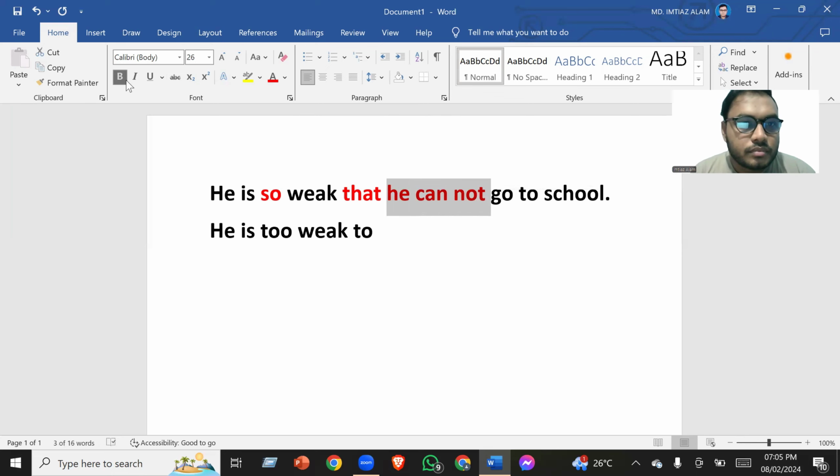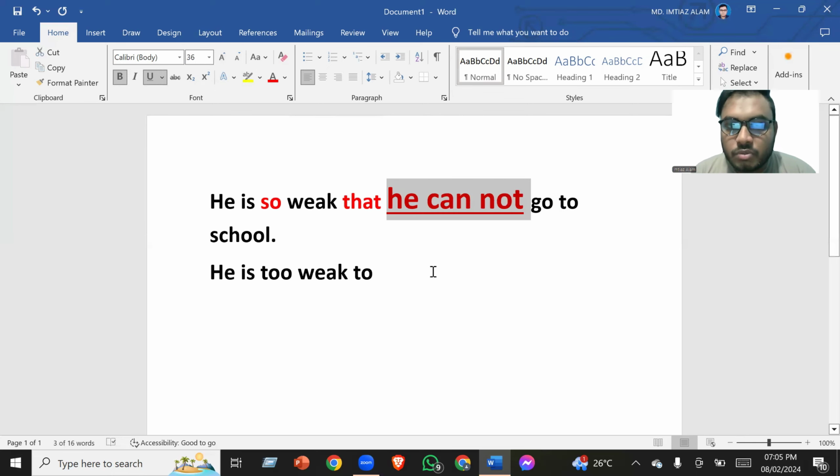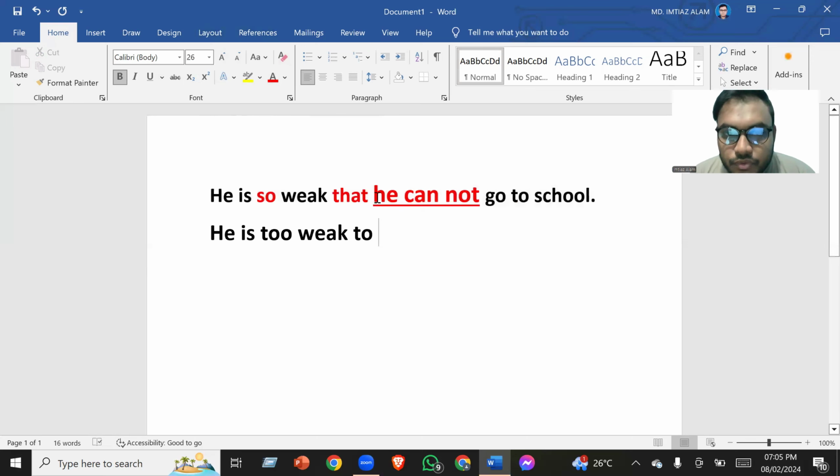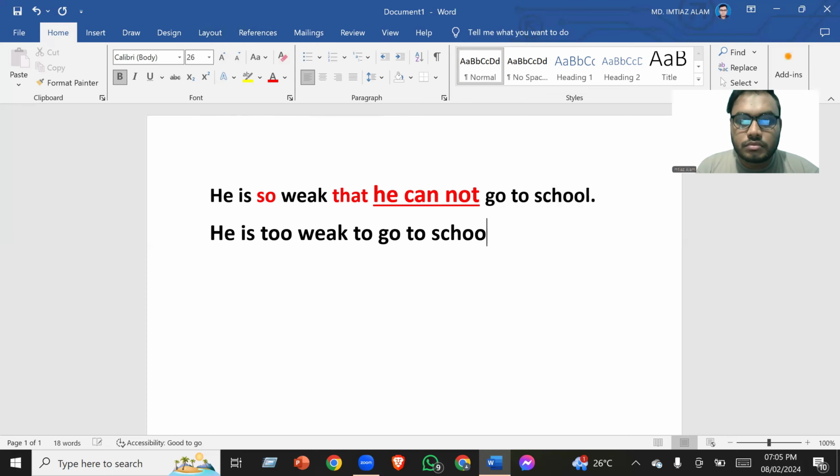Okay, I'm making this underlined and a little bigger so it will be easier for you to understand. So you are seeing from subject to auxiliaries, all these things will be cut out. Okay, you have to delete all these things. So you have to delete from subject to auxiliaries, and then you have to write the rest of the things. So the answer will be to go to school. So this is the answer.